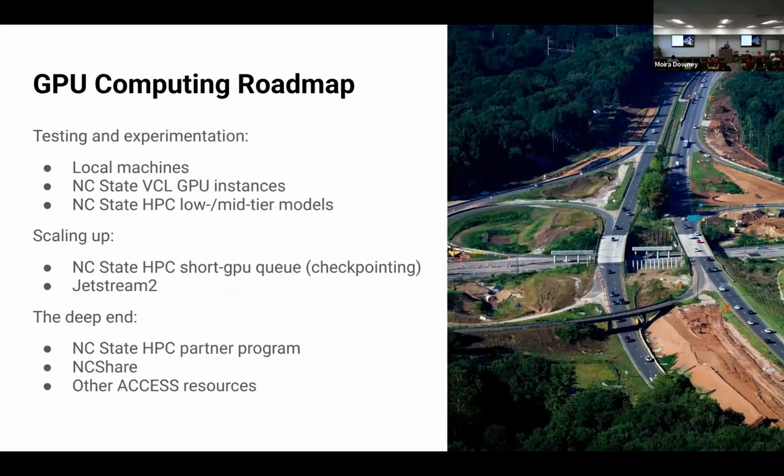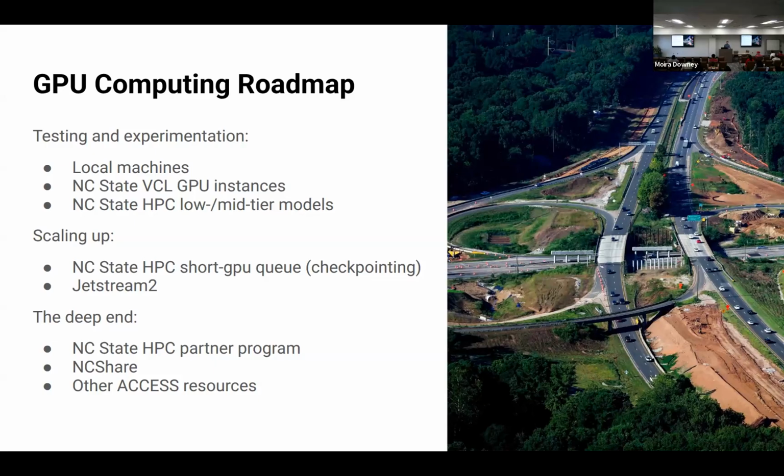All of this comes together into what our advised or suggested GPU computing roadmap would be. This, of course, doesn't fit everybody, but this is generally how we think of how to find GPUs when you're an NC State researcher. When you're in the testing and experimentation phase, obviously you can use a local machine if it has a GPU on it, or if you have a lab desktop or a workstation or something like a lab server that has GPUs on it. Great opportunity to learn, to test things out, to break stuff and build it back up.